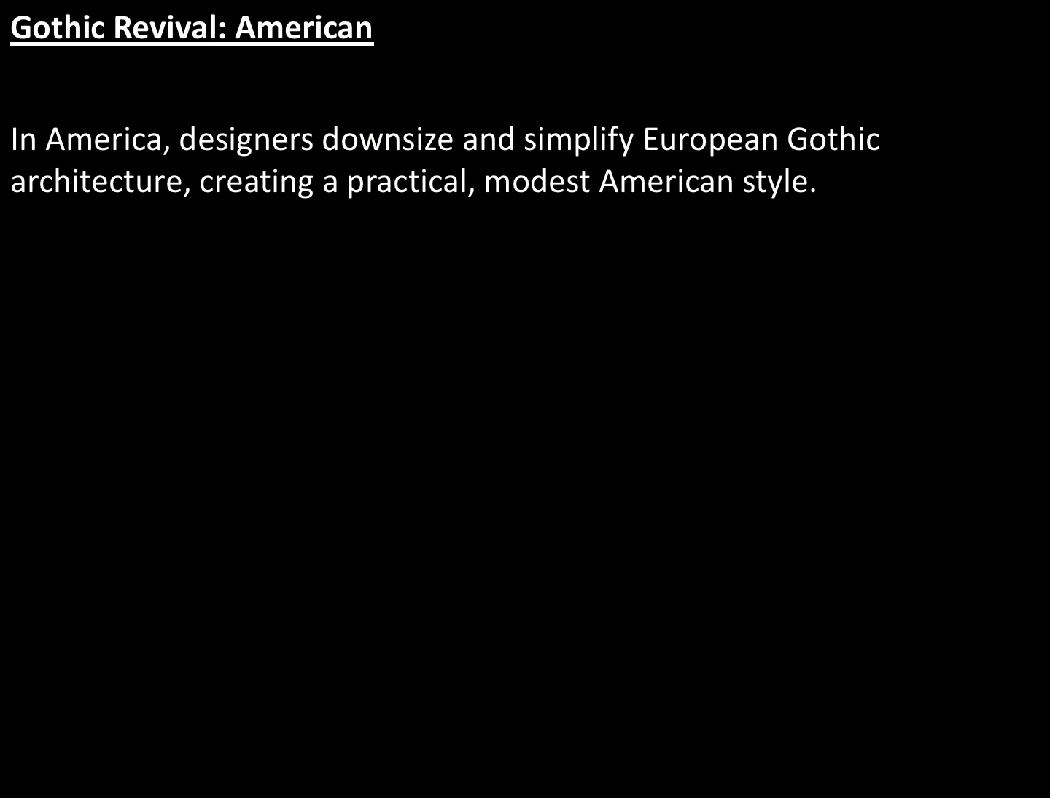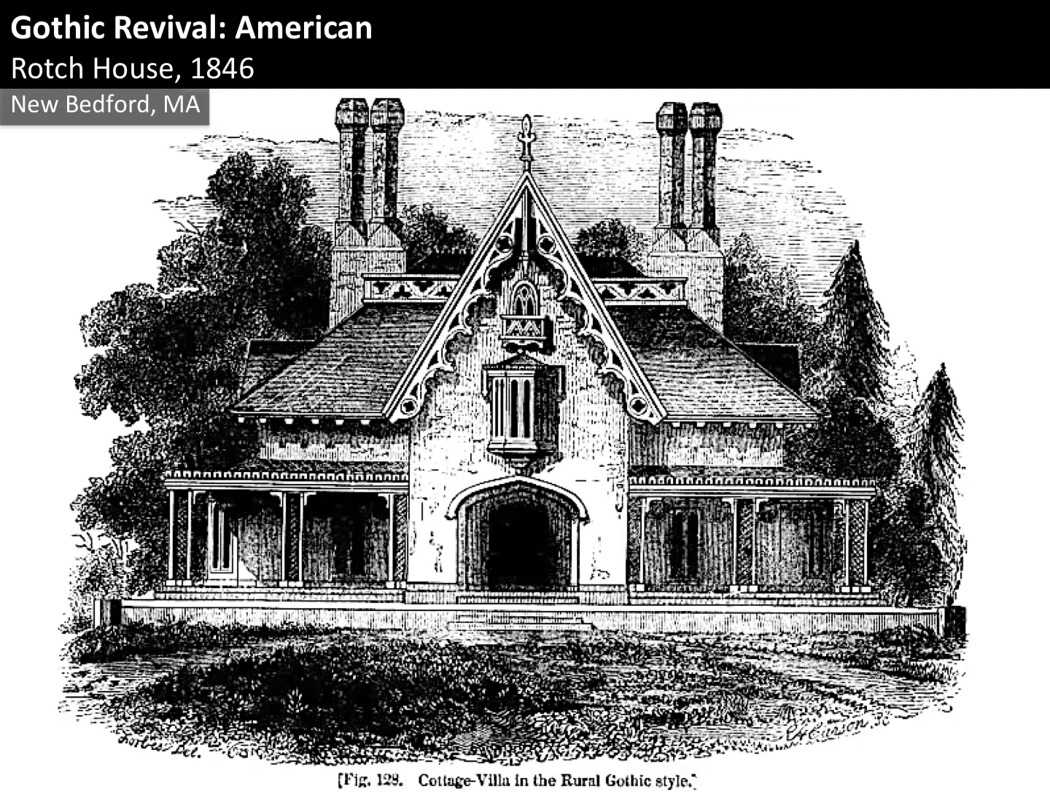On the American side of the Atlantic, the designers downsized the Gothic idea and simplified it to create a much more modest American style. One of the iconic buildings of this style is Roch House, which is in Massachusetts. And you see, this is a domestic building. This is literally someone's house. And it has some flavor of that Gothic look, doesn't it?